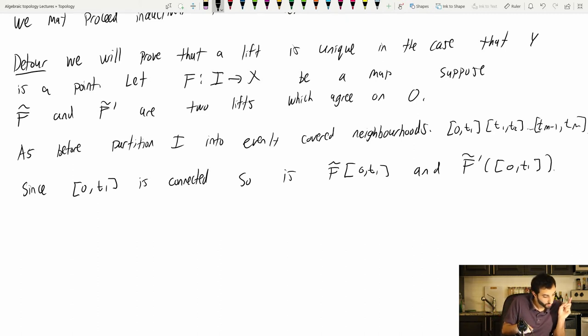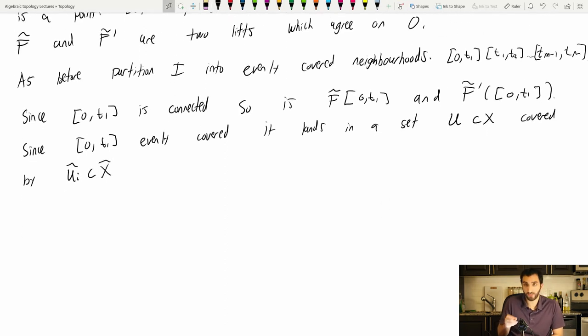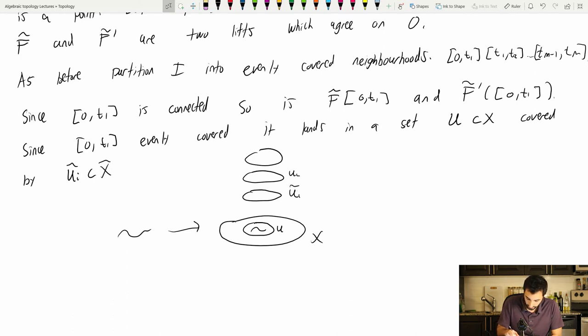Okay. Now, remember that these are evenly covered neighborhoods. Since 0 to T1 is evenly covered, it lands in a set U in X covered by U_i twiddle in X twiddle. So here's the picture. I have an interval, it's mapping into X. This lives in an evenly covered neighborhood, U, and above it are a bunch of sets mapping homeomorphically onto there.